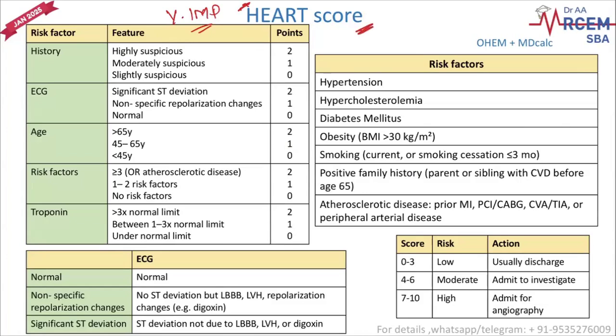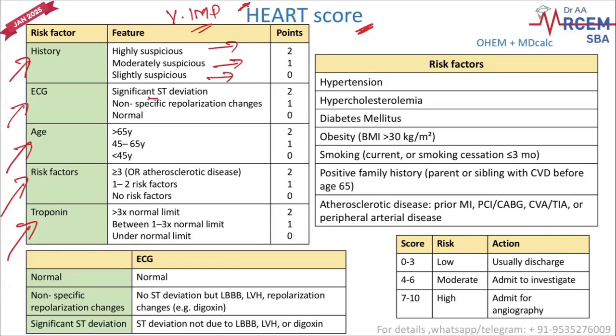HEART itself is a mnemonic. That's why it is known as HEART score, where H stands for history, E stands for ECG, A stands for age, R stands for risk factor, T stands for troponin values. This you need to be aware of. If history is very suspicious, 2 points; moderate history or slightly suspicious, 0.